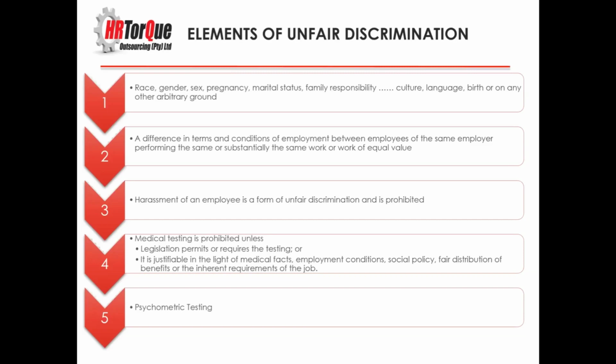So it really says that any employer may not unfairly discriminate, either directly or indirectly, in any employment policy or practice against any person on the basis of race, gender, sex, pregnancy, marital status, family responsibility, and it includes other things like HIV status. It includes things like culture, language, birth, or any other arbitrary ground. And what that really implies is that you, as an employer, cannot make a decision based solely on one of these things. So I'll give you some examples where these become key in South Africa.